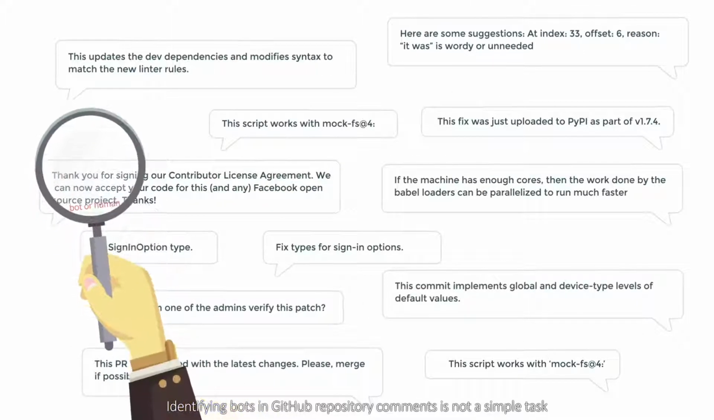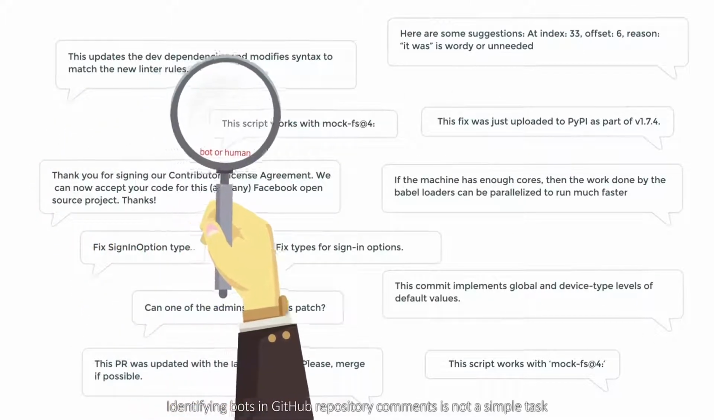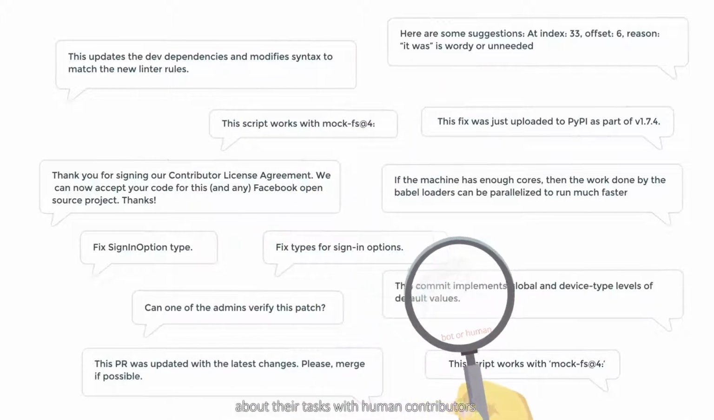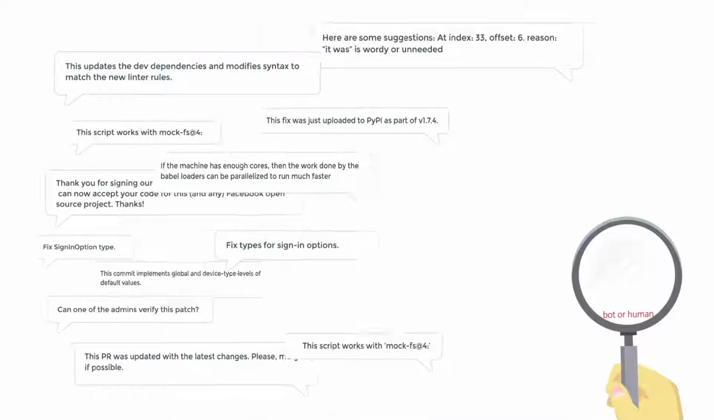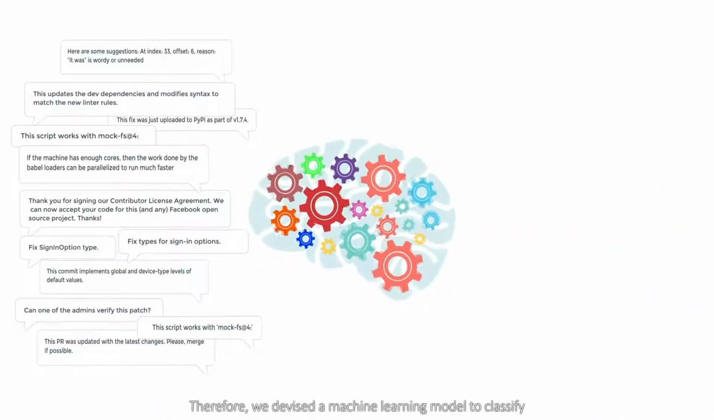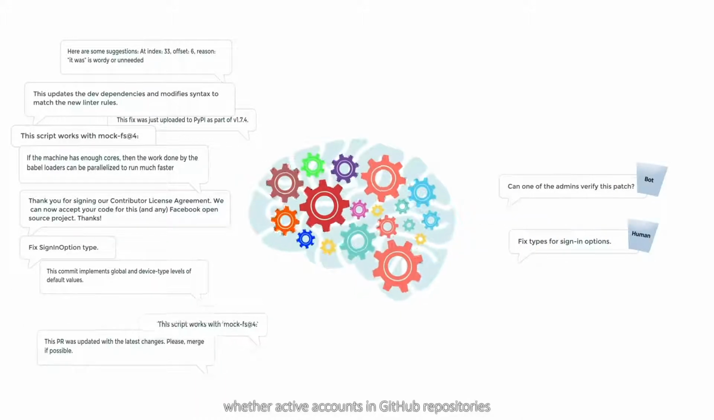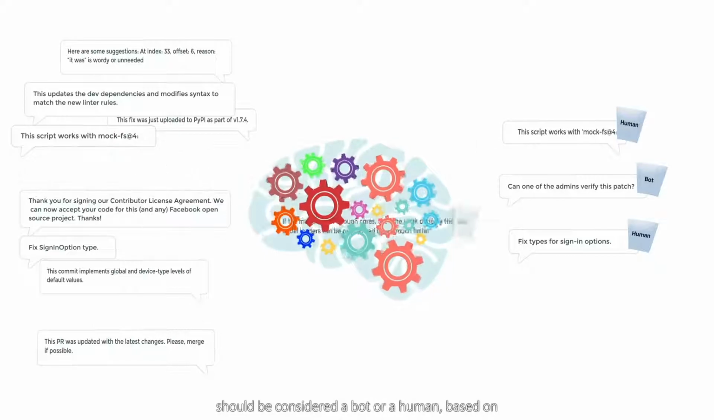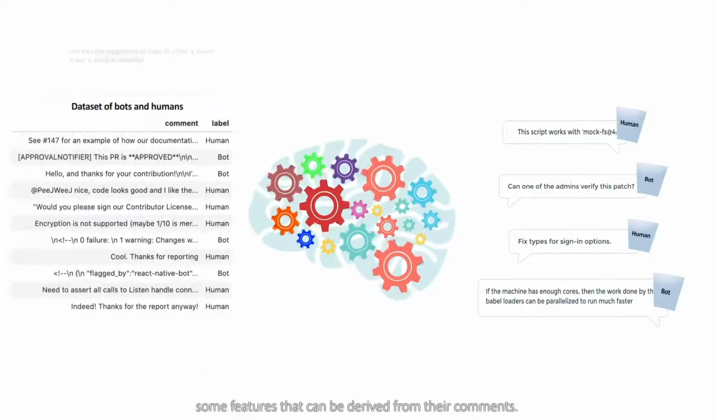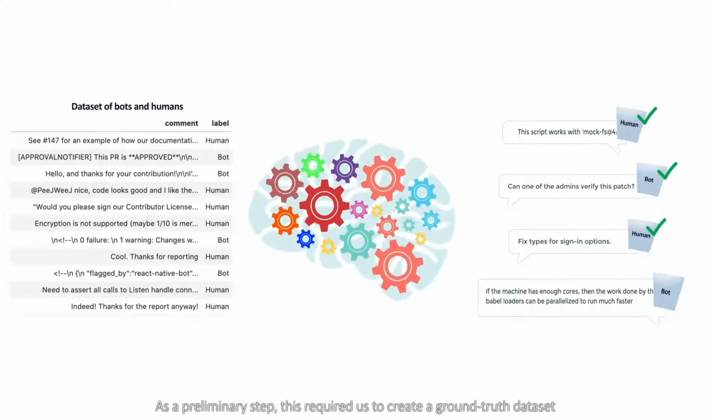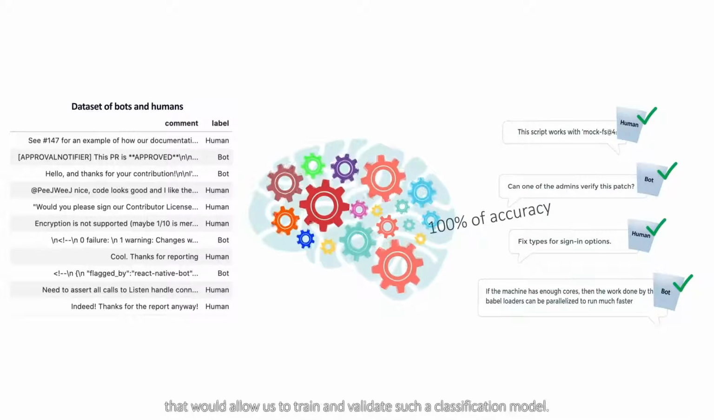Identifying bots in GitHub repository comments is not a simple task, since bots use natural language phrases to communicate about their tasks with human contributors. Therefore, we devised a machine learning model to classify whether active accounts in GitHub repositories should be considered a bot or a human, based on some features that can be derived from their comments. As a preliminary step, this required us to create a ground truth dataset that would allow us to train and validate such a classification model.